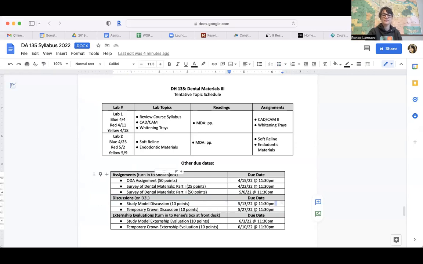Same thing with these dental materials surveys. The first one is just an internet-based assignment. The second one is actually surveying dental materials in your externship office. And again, by the sixth, you'll have a feel for your office and the materials, and so you'll be capable of getting that assignment done by then, probably earlier.